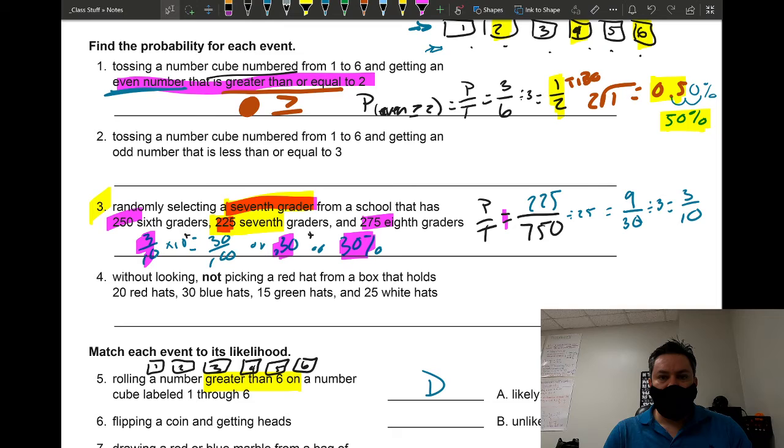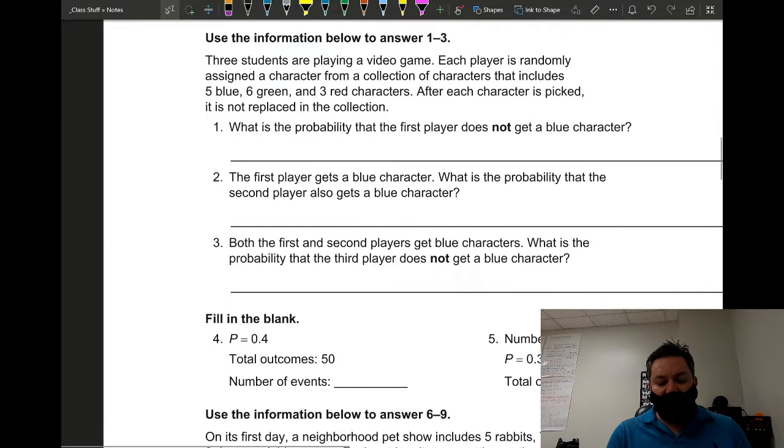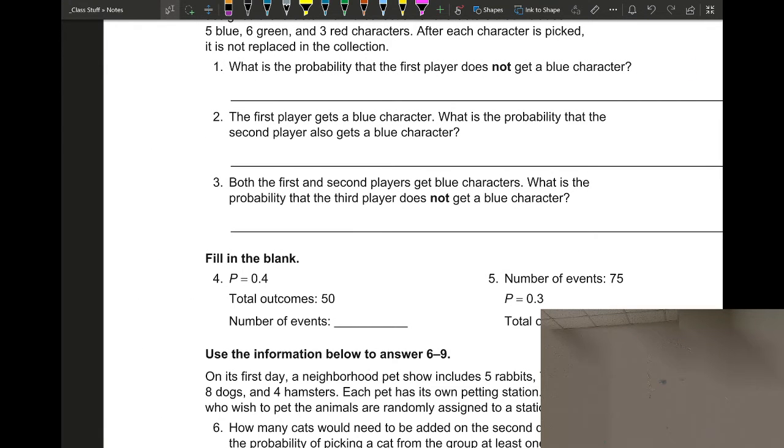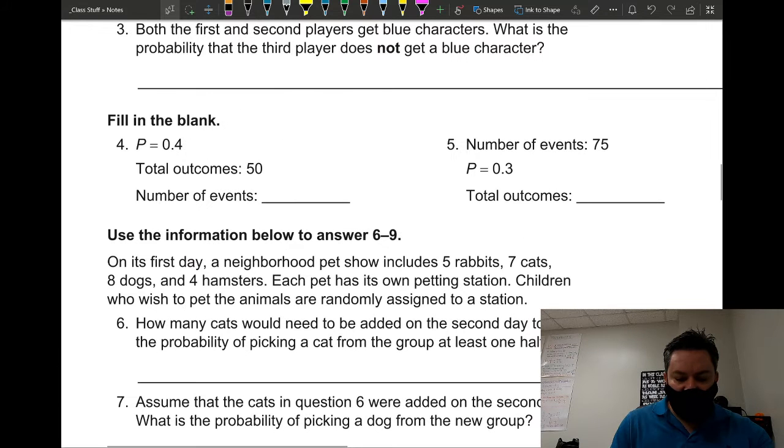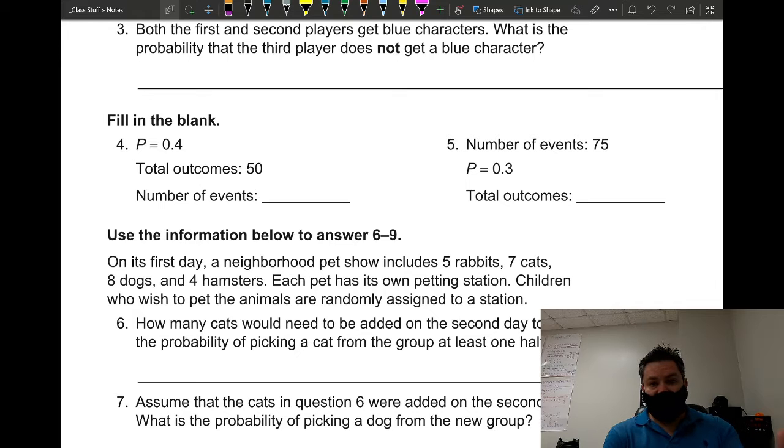Now, what if you're being asked something different? What if they already give you the probability and you need to find either the total number of outcomes, or you're looking for how many things can happen that you want? So you're going to have to work it backwards. For this, I have a couple of examples, number 4 and 5. It says the probability, P stands for probability, equals 0.4. They give you the total number of outcomes. So you're looking for everything that can happen within the 0.4 range.